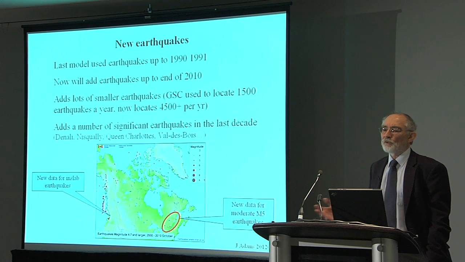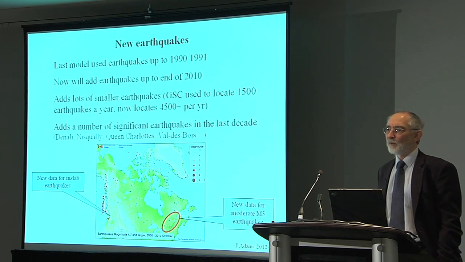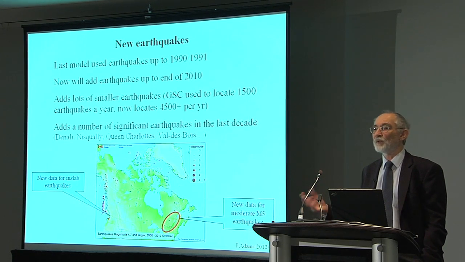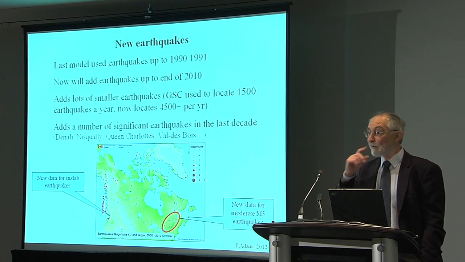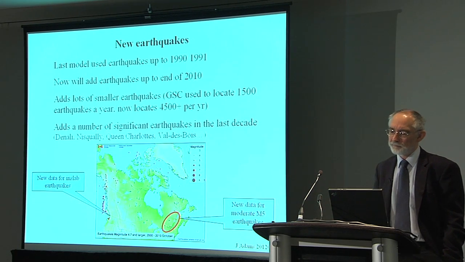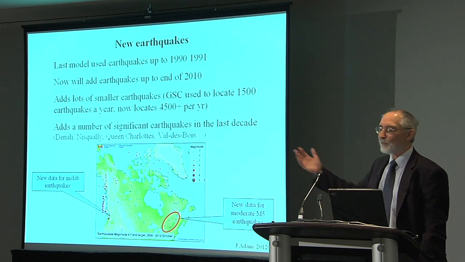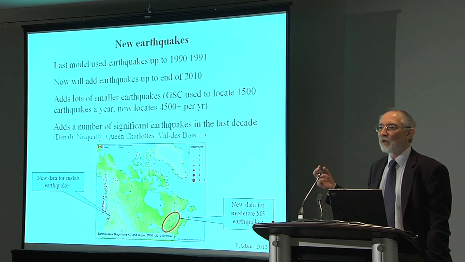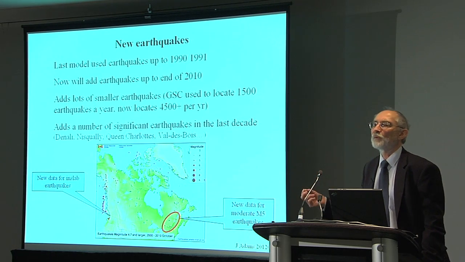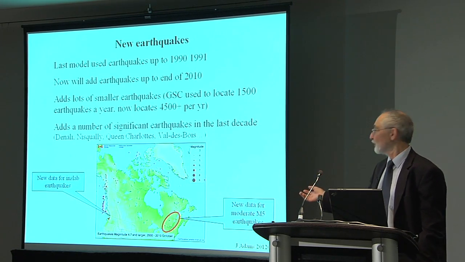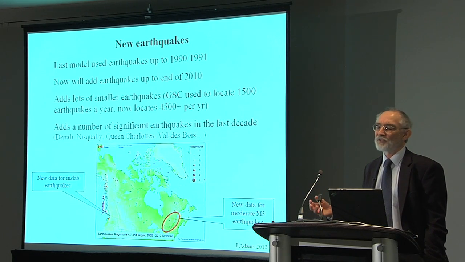For example, we've had quite a lot of new earthquakes. The last model that we had, the one used for 2005 and 2010, used earthquakes up to the beginning of the 1990s. So we've got something like 20 years more earthquakes. This adds a lot of small earthquakes to the data set, which actually aren't that interesting or important, because we now locate about 4,500 earthquakes every year in Canada. But we do add a number of significant earthquakes. For example, over the last decade, we've added the Denali earthquake in Alaska, which was very close, the Nisqually earthquake under Puget Sound, which was a very interesting one because it was the first strong one that we had in that region. We've added an earthquake in the Queen Charlotte, earthquakes like the Val des Bois, etc. So we are adding a lot more data to the understanding.